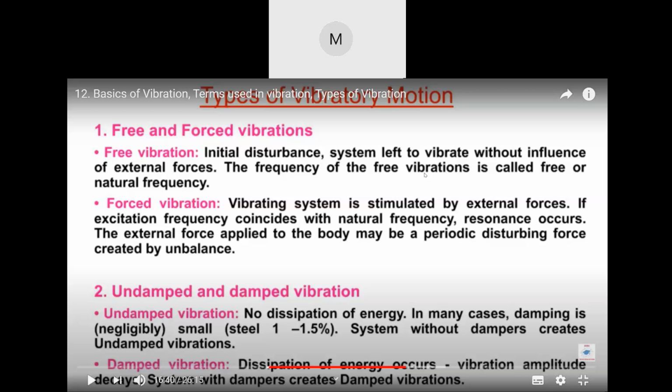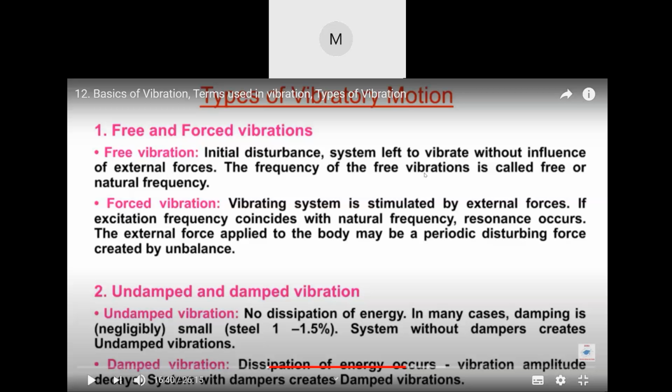Every body on this earth is having some frequency on which it vibrates. So that frequency is called the natural frequency. Now, in case of free vibration, the object or the body will vibrate in its natural frequency. Now, forced vibration, what does it mean? Suppose some external forces are applied on the body because of which it's vibrating. This force may be a periodic disturbance force. So this is called forced vibration.